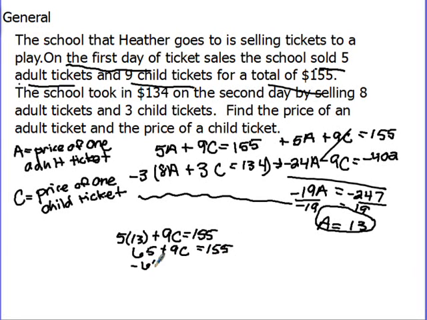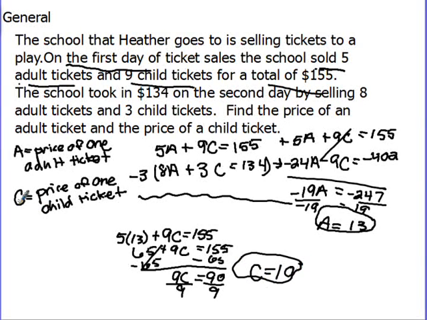So I would get 9C equals 90. And divide by 9. So a child's ticket would cost $10. Okay.